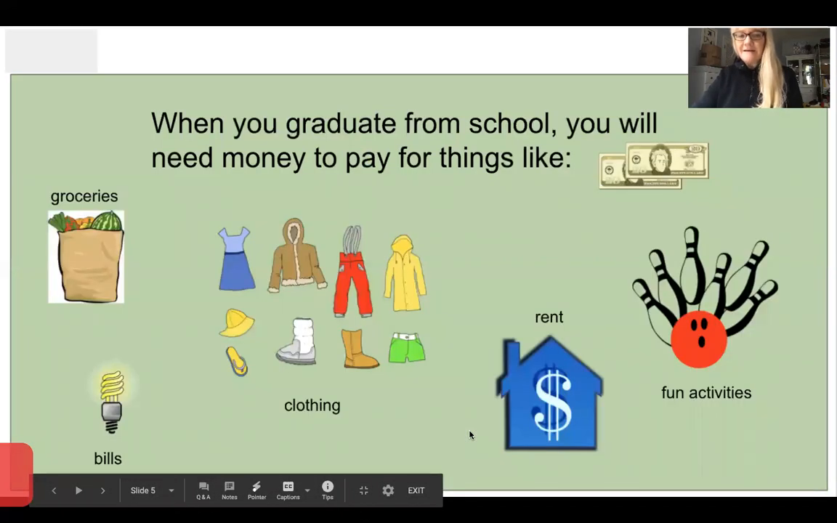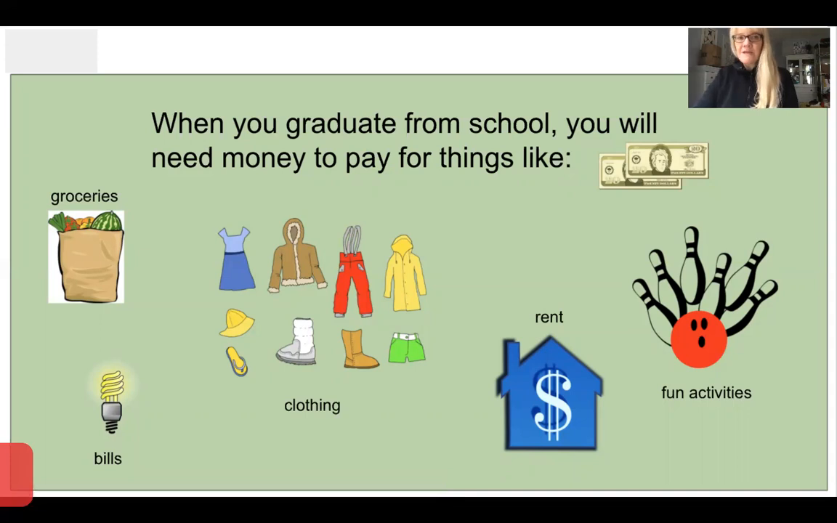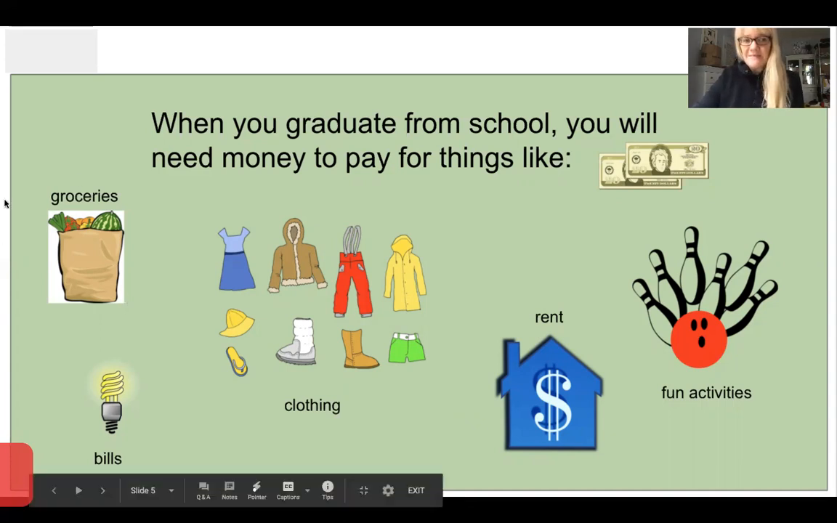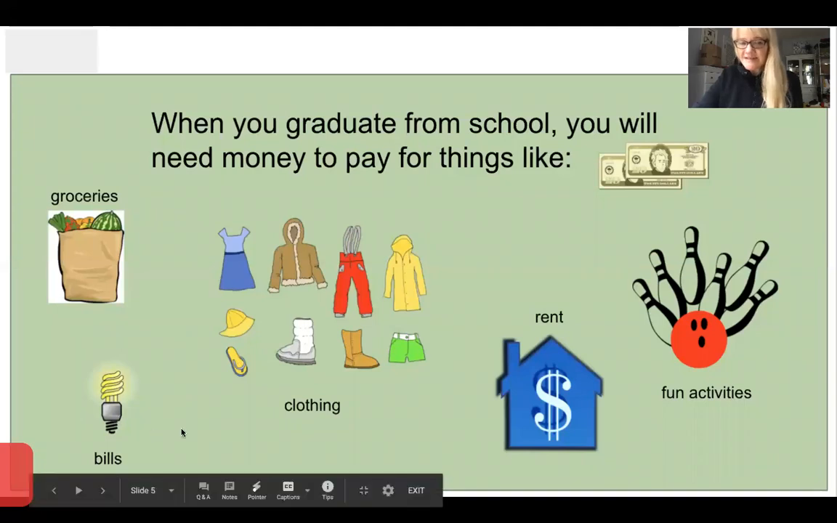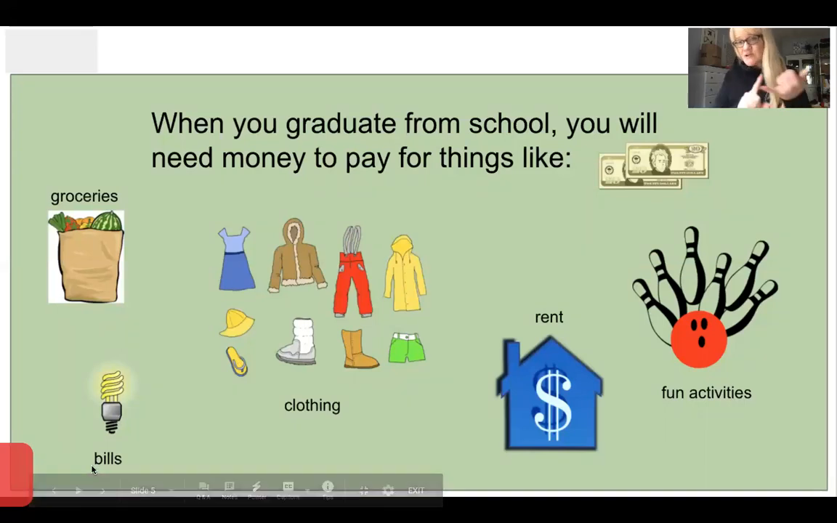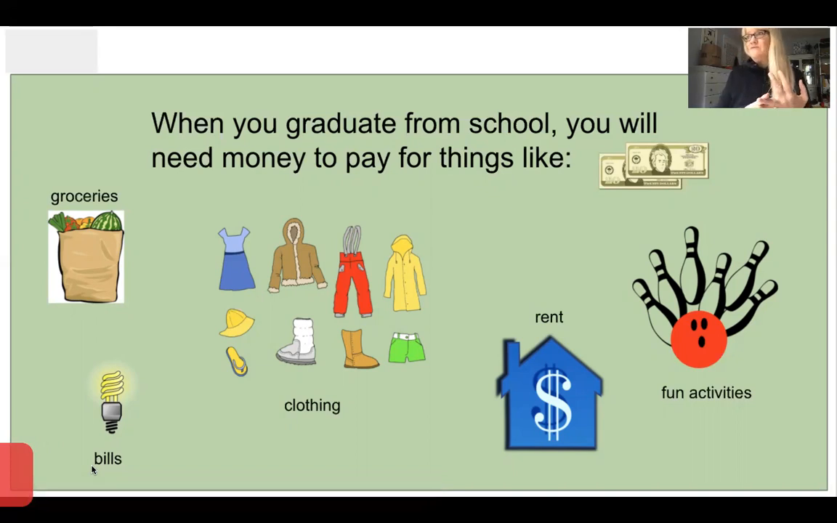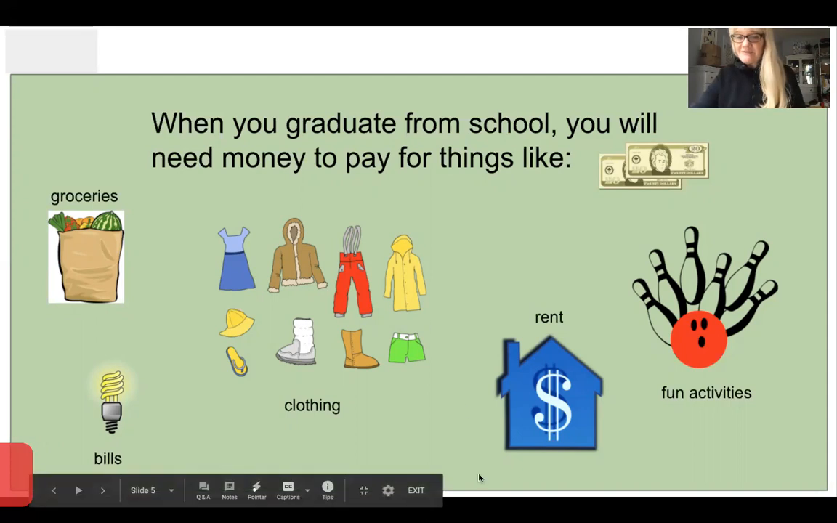Okay, now I'm going to talk to you a little more. When you guys graduate from school, you'll need money to pay for things, okay? And here are some things you'll need money to pay for. You'll need money to pay for groceries. You'll need money to pay for clothing. How about bills? We've talked a lot about bills. You'll need money to pay for electricity. You'll need money to pay for water. You'll need money to pay for cable, maybe if you want cable, or internet. Those are bills.